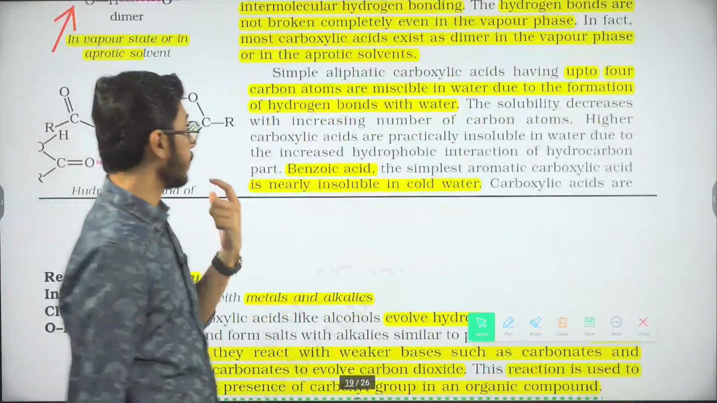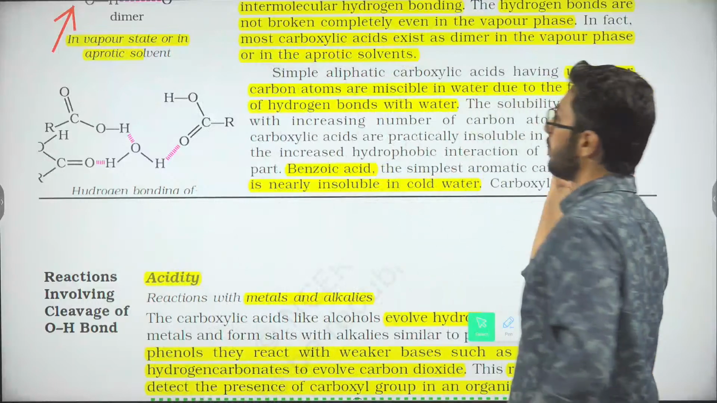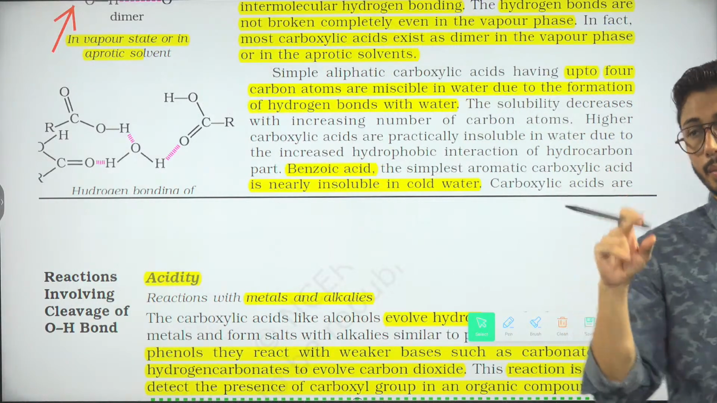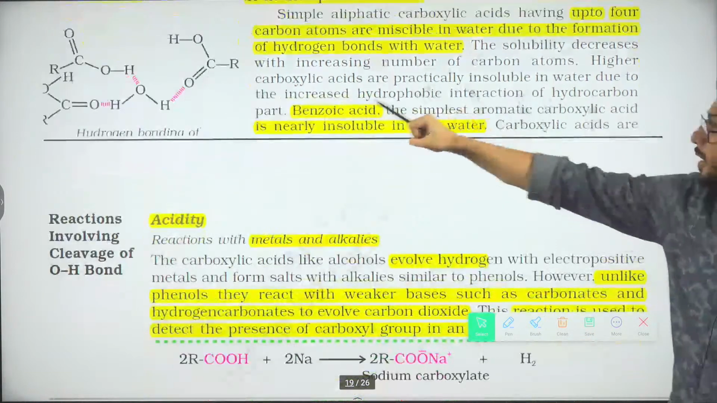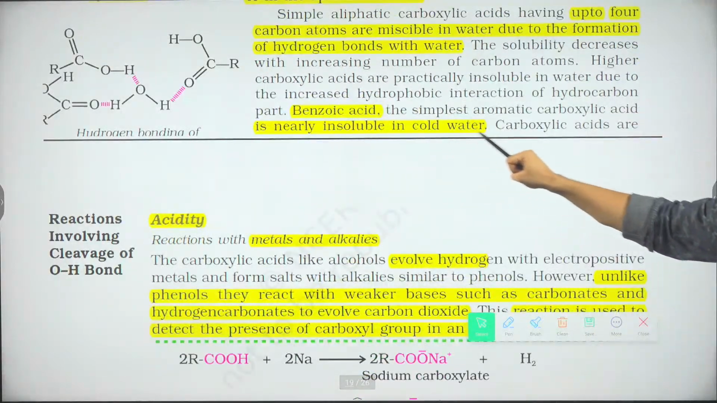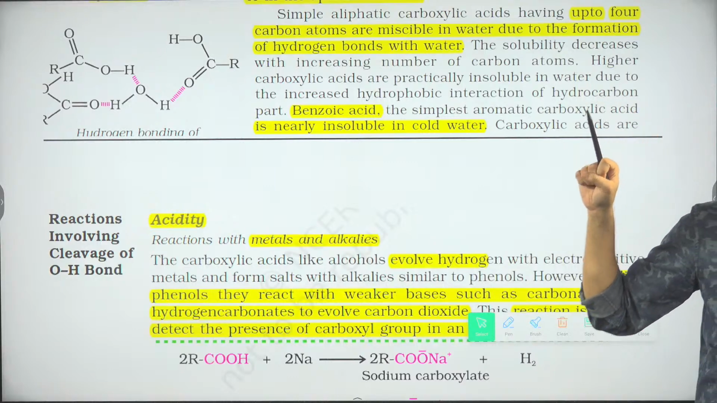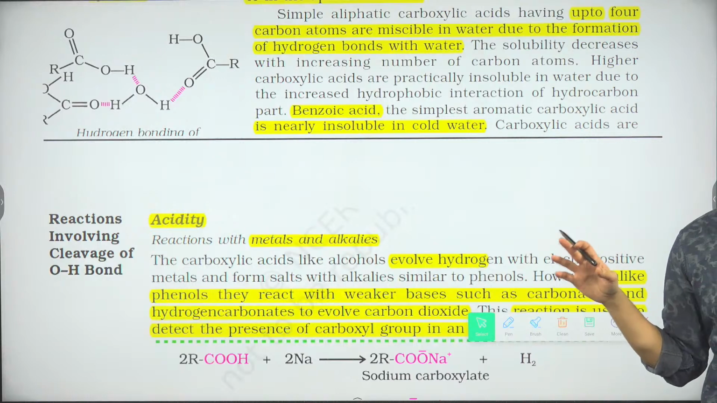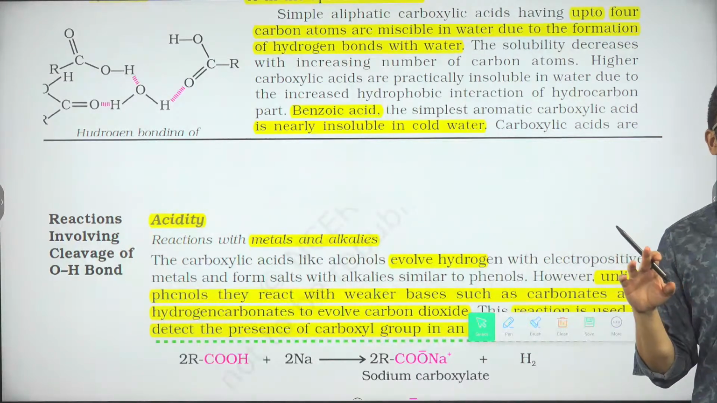Then up to first four members, they are all miscible with water. Why? They form H bonding easily. As carbon increases, solubility decreases. Other point, benzoic acid is nearly insoluble in cold water. That point can be useful for statement type. Benzoic acid is nearly insoluble in cold water.